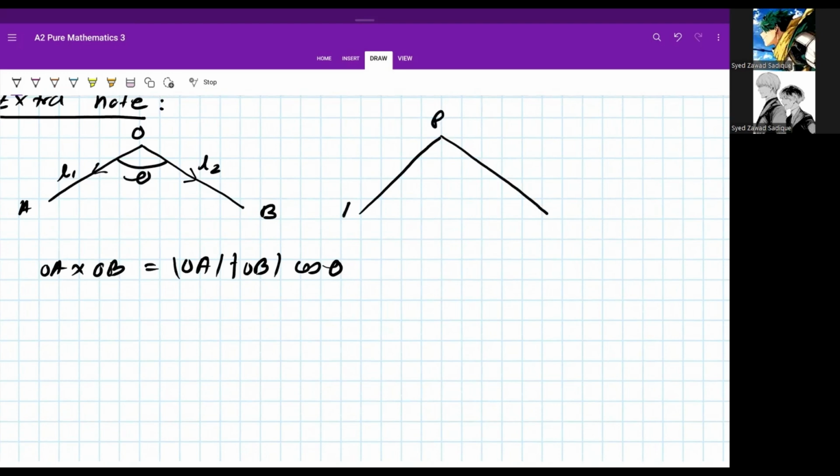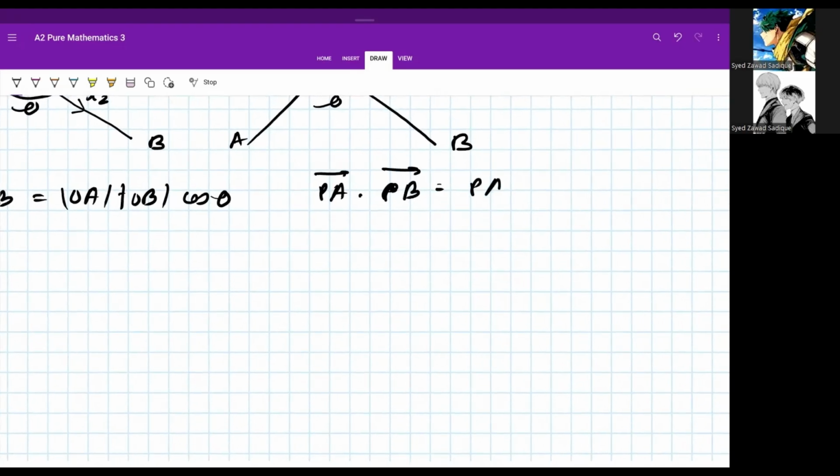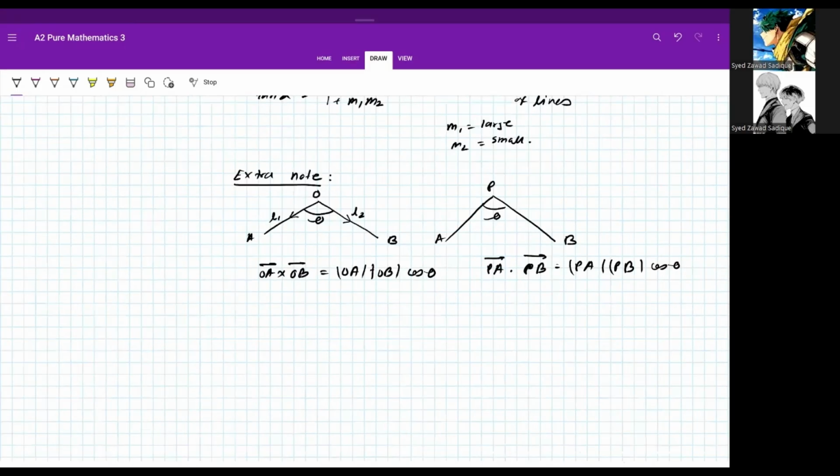Again, similarly, if it was something like P A B theta, then it should be PA dot PB is equal to PA PB cos theta. So yeah, this is everything that you need to know for vectors. We have less than a minute.